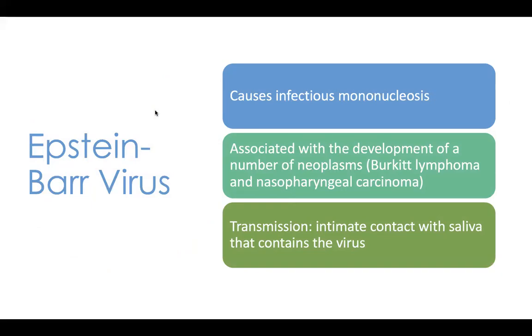Now, infectious mononucleosis is caused by Epstein-Barr virus. So this Epstein-Barr virus causes a heterophil positive infectious mononucleosis. And as mentioned earlier, it's associated with neoplasms such as Burkitt's lymphoma and nasopharyngeal CA. Now, as for transmission, this is very important. This is not transplacental. You're not going to get congenital Epstein-Barr virus.